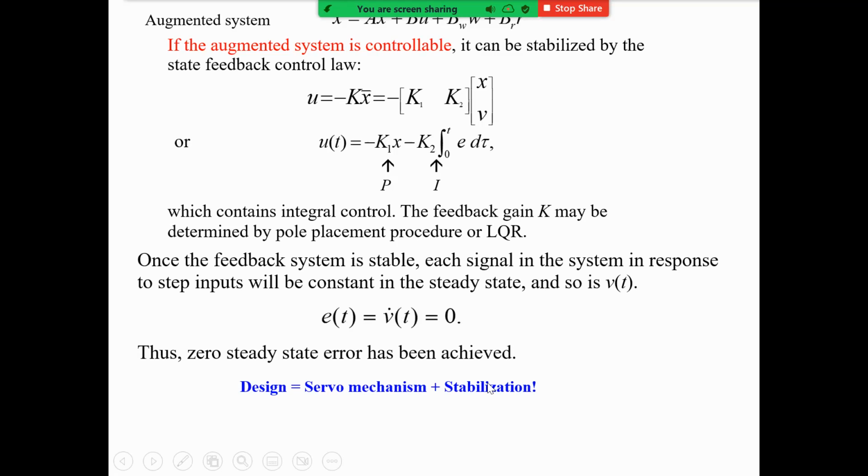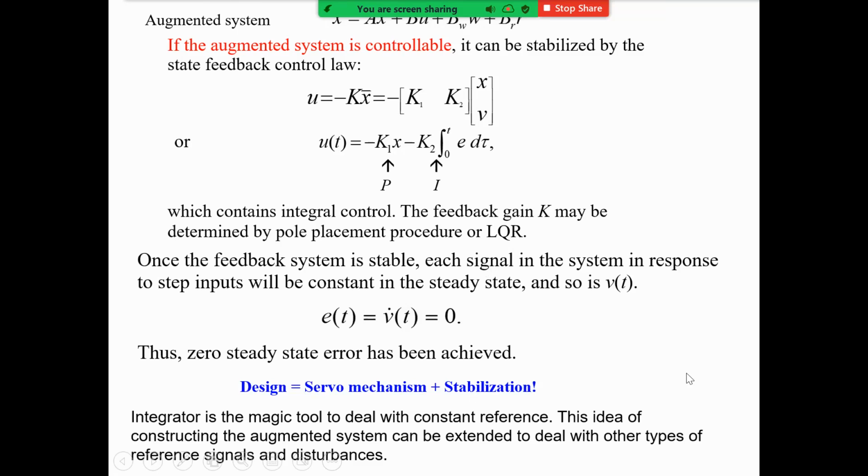So once again, the design consists of two parts. One is the stabilization. The other one is the servo mechanism. The servo mechanism here is that you have to construct an augmented system. You cannot just stabilize the original system. You have to add some extra stuff to your system. For a constant reference signal, you add the integrator. Okay, that's the servo mechanism. And then the stabilization means you need to know how to stabilize the overall system. Okay, you put them together, you'll get what you want.